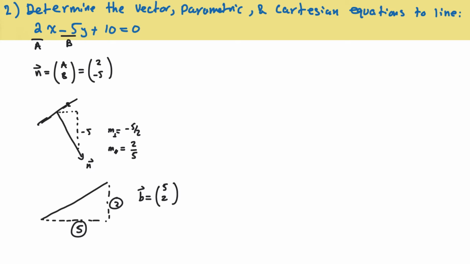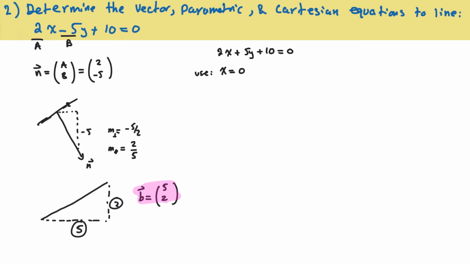Okay, now we have the direction vector of our equation, but we also need a point. To find a point on our line, we know that our scalar form is 2x plus 5y plus 10 is equal to 0. We need to let x equal something or let y equal something and solve for the other variable. The easiest value to choose is x is equal to 0.